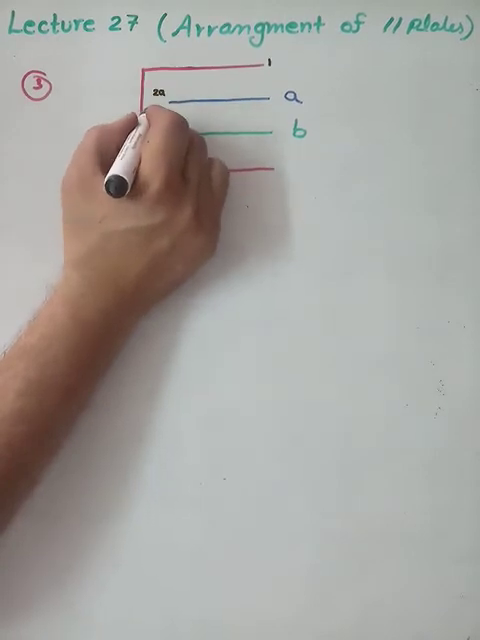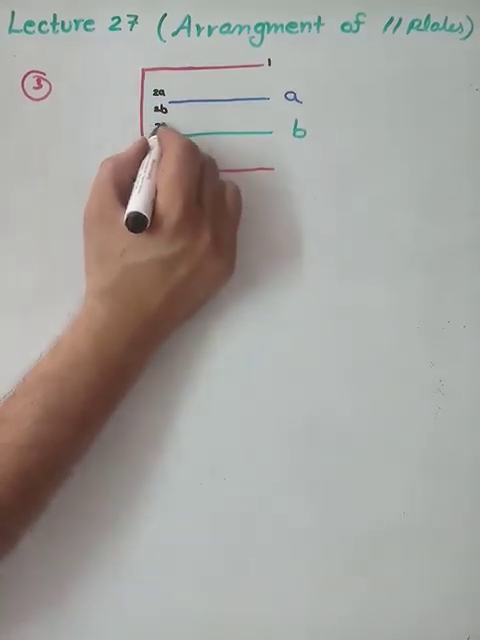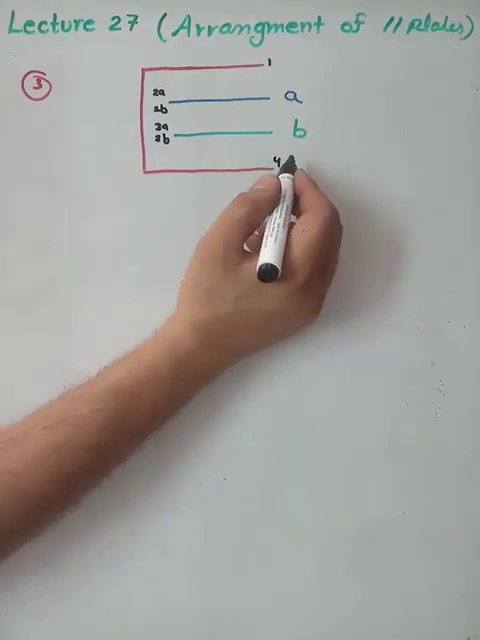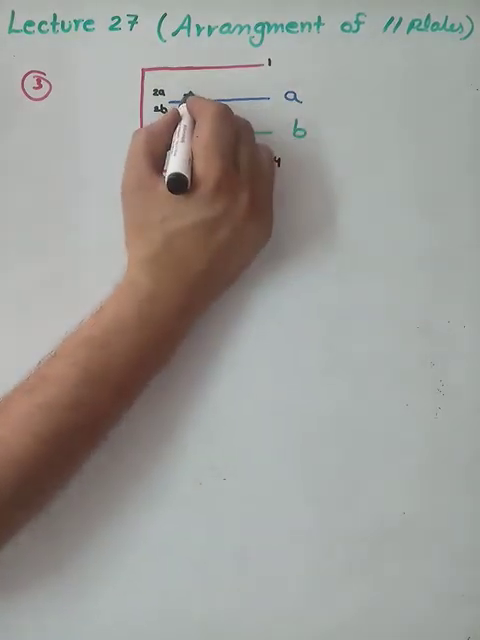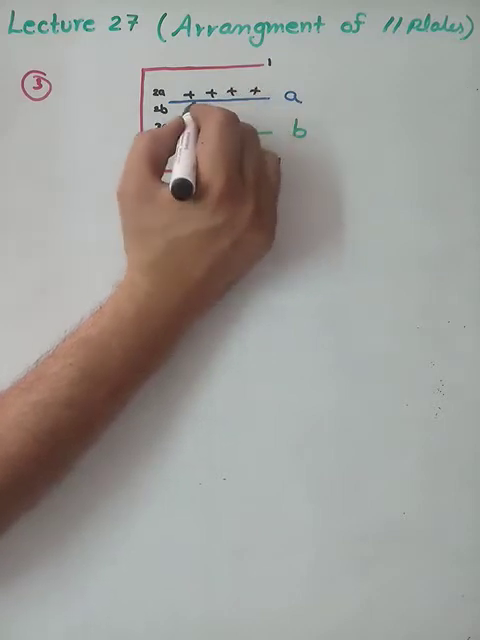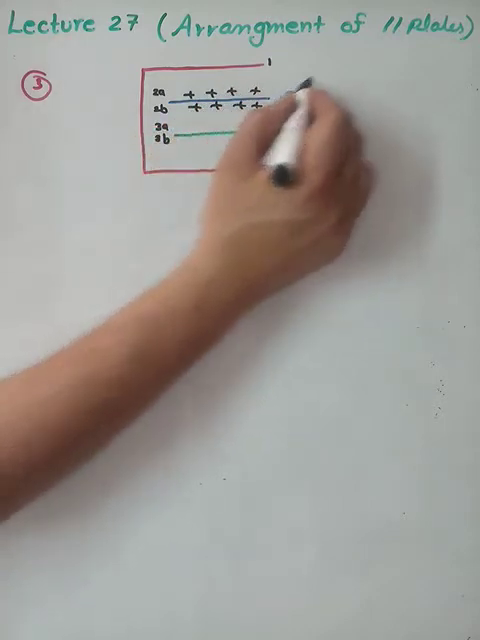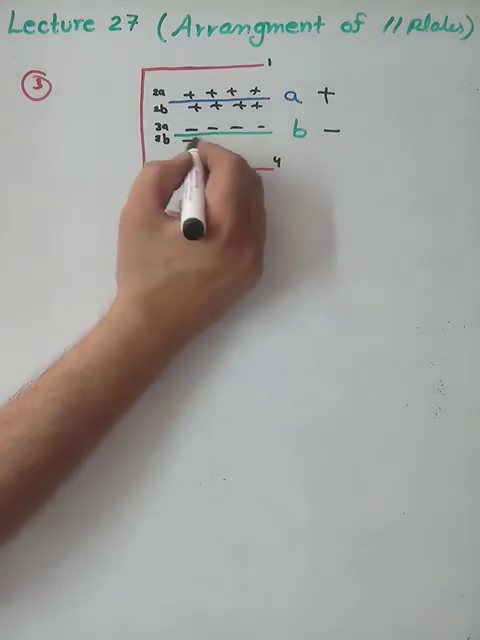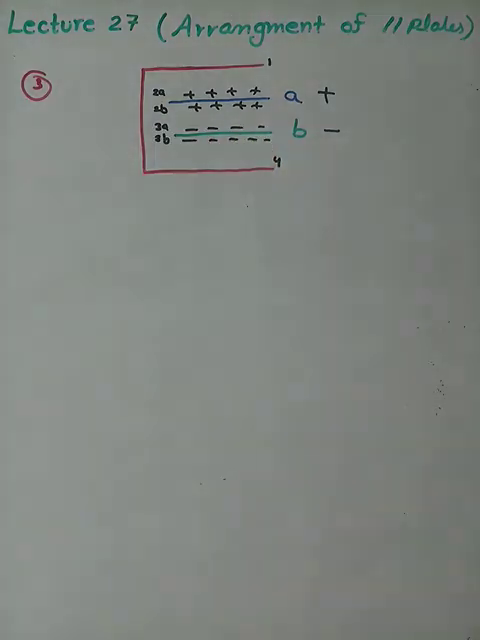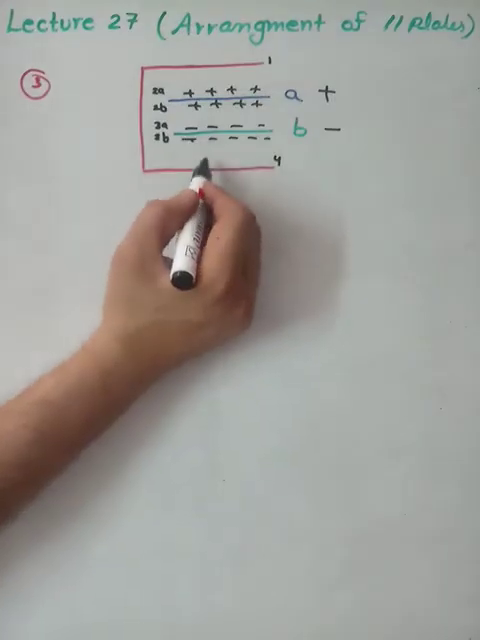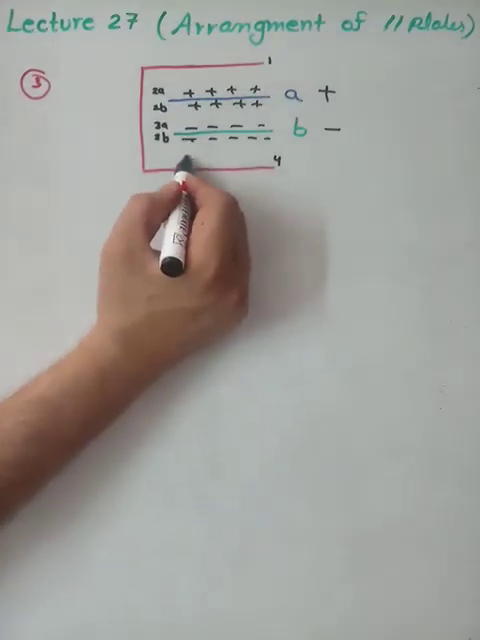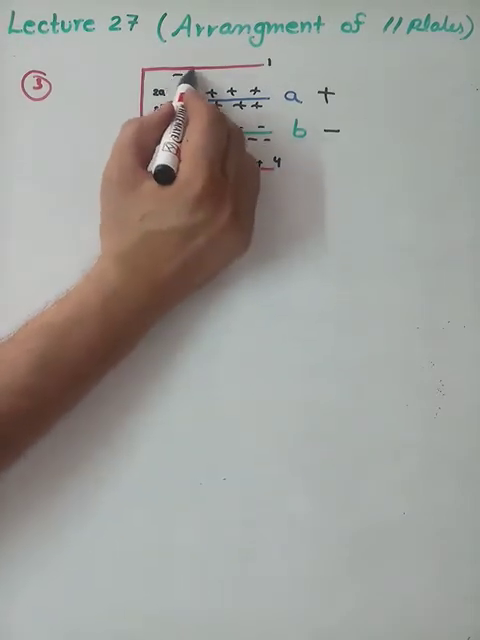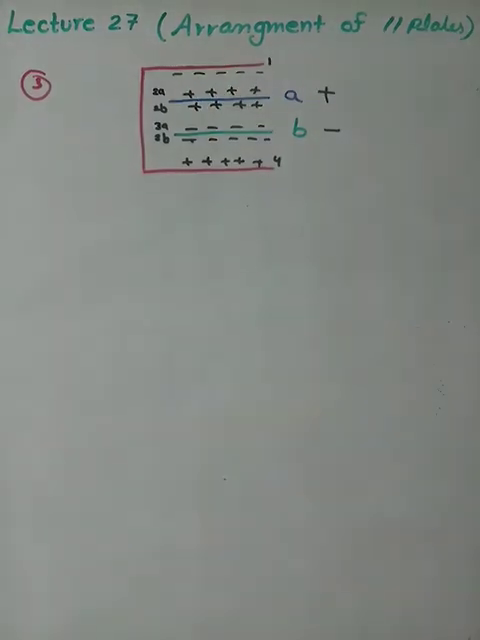You can take A to be positive. Let us number the surfaces: this is 1, this is 2A, this is 2B, this is 3A, this is 3B, and this is 4. Now A is taken as positive and B is taken as negative. If this is negative, then the surface close to it will be positive, and if this is positive, the surface close to it will be negative.